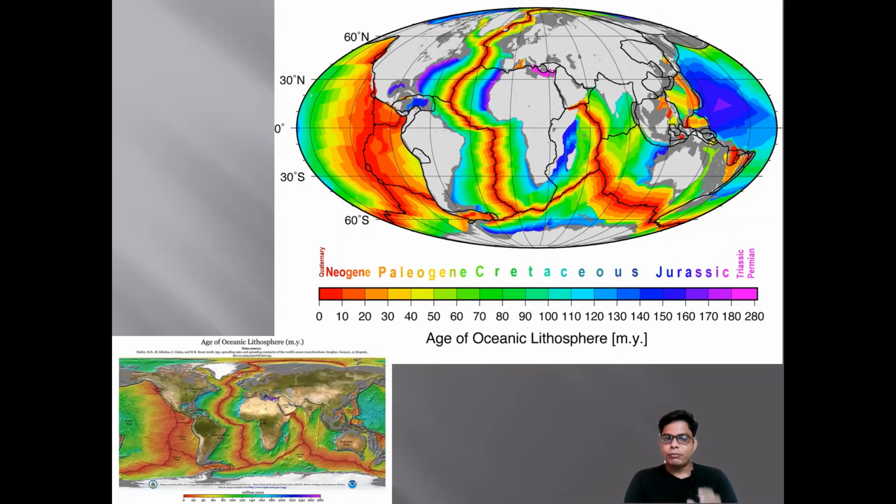By this we can easily prove that there is sea floor spreading at the edges, and that proves the plate tectonic theory as well. So this is the first part of the seafloor spreading theory.